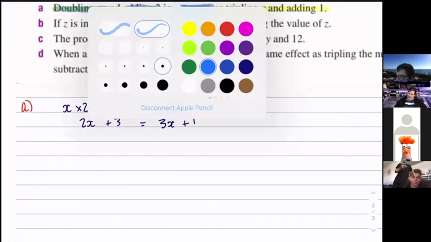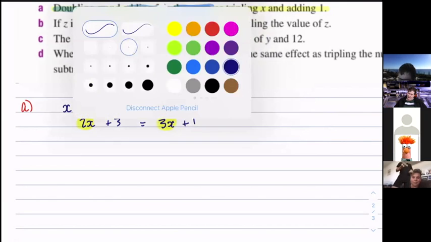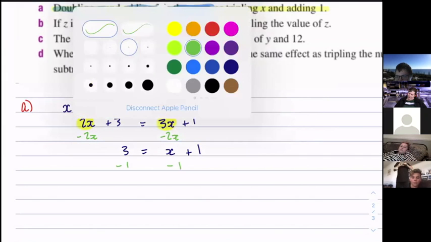Now you want to solve it as usual. We've got 3x here, 2x here. 2x is smaller than 3x, so we're going to move it. So we're going to minus 2x from both sides. On the left-hand side, we've still got this plus 3, although we don't usually write plus when it's on its own. And then we've still got this plus 1. 3x take 2x is 1x, but we don't usually write the 1. And now this is even easier than usual, because all we have to do is minus 1, and we've got x on its own.